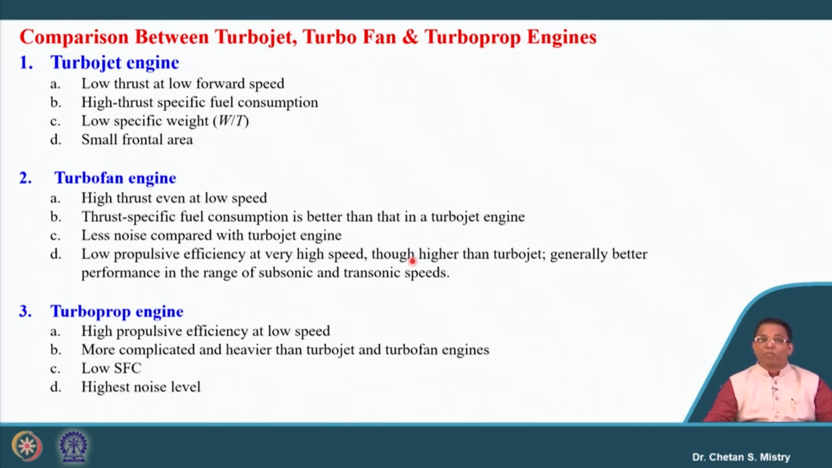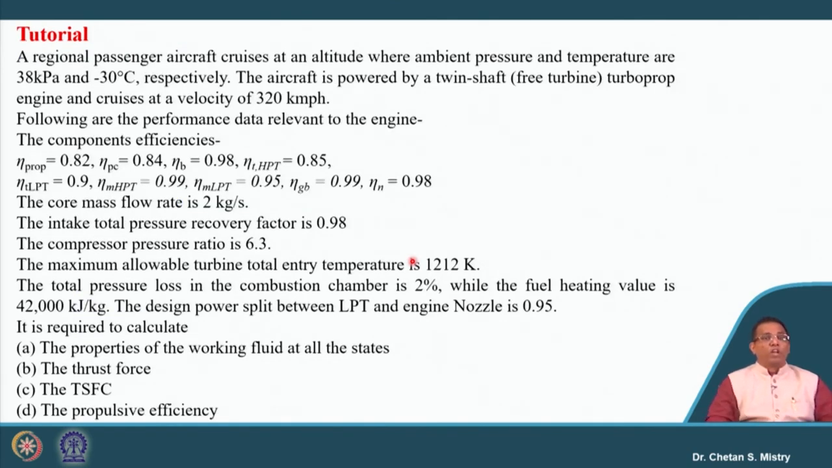Similarly, let's look at the turboprop engine. The attraction is the higher propulsive efficiency at lower speed. We have discussed this; it is correlated with the exit velocity and flight speed. It is more complicated and heavier compared to the turbojet and turbofan engines, because we have a special device called a gearbox, which creates the trouble. The specific fuel consumption is lower, and that is why more attention is focused on the application of this engine for regional transport aircraft. The noise because of the propeller is the highest for this engine. Okay, now with all this, let's move towards one numerical.